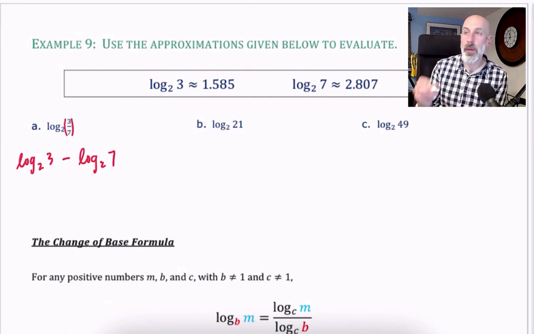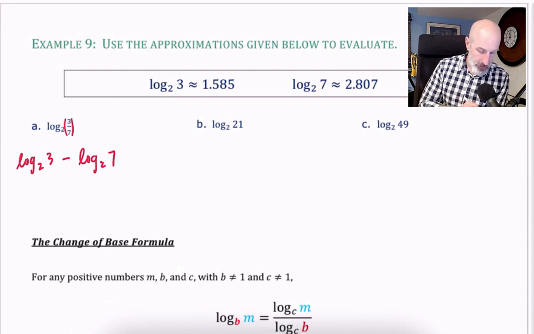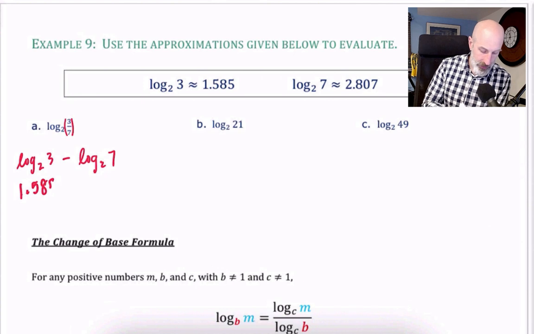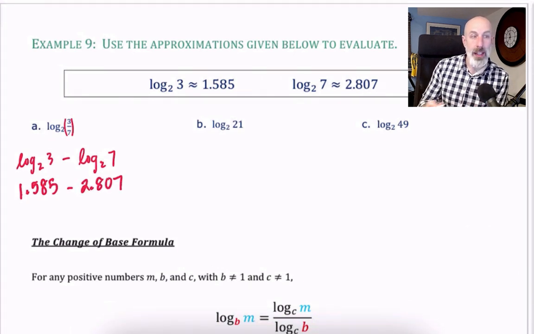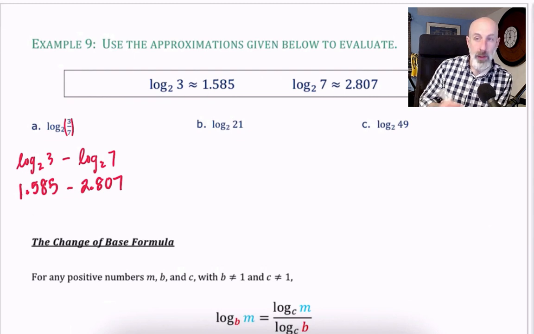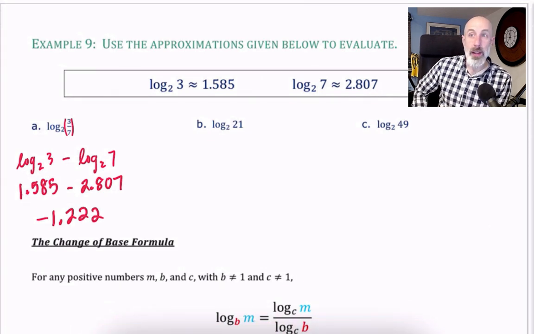And then what we can do is just substitute the values that were given to us. Log base 2 of 3 is 1.585. Log base 2 of 7 is 2.807. And if we were to subtract those, 2.807 is a larger number. We're subtracting it, so it's going to be negative. Turns out this one will simplify to negative 1.222. Now, that one's nice because you see the 3 and you see the 7 in the problem.